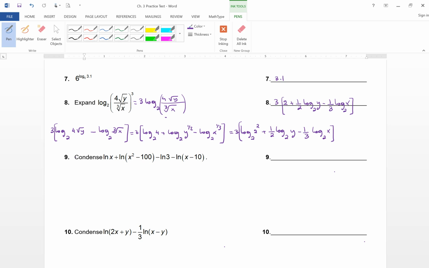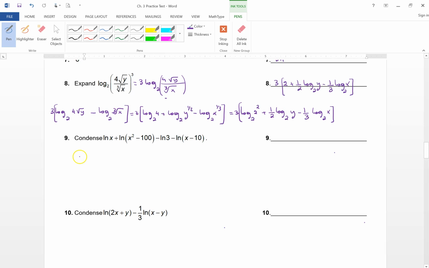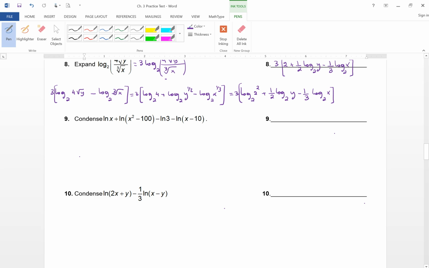All right. This next one needs to be condensed. Yes. How come you not log base 2 of 4? Well, it's 4 times root y. You have to split the 4 and the y because it's 4 times root y. So however many elements there are, that's how many logarithms you want.